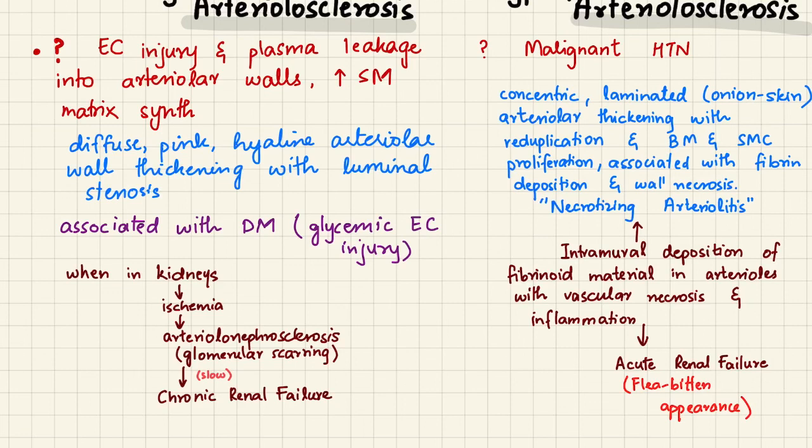When in kidneys, it will cause ischemia, and that will be known as arteriolonephrosclerosis. That means that there will be glomerular scarring because of low blood flow, and this is a slow process which will cause chronic renal failure.